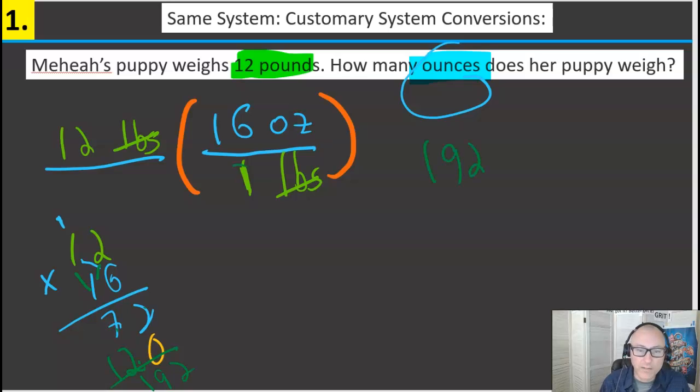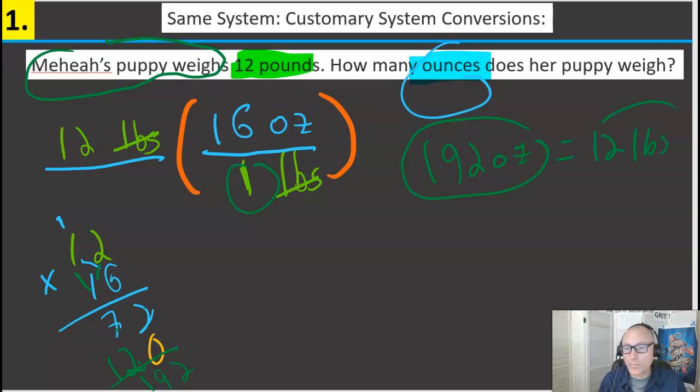You could say, well, we forgot to divide by the 1. Or what's 192 divided by 1? 192. 192 ounces is the answer. That's how many ounces Mejia's puppy weighs. 12 pounds is the same thing as 192 ounces.